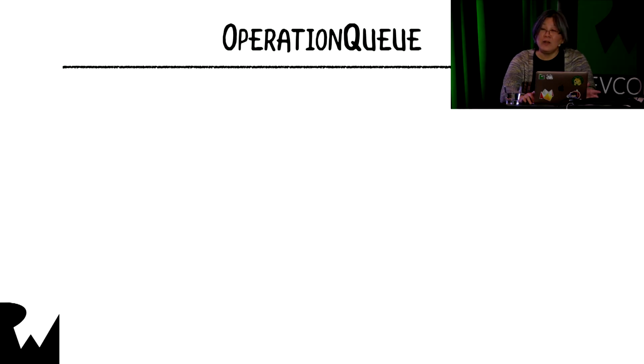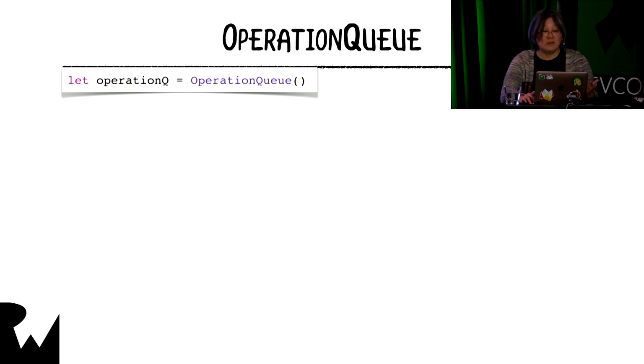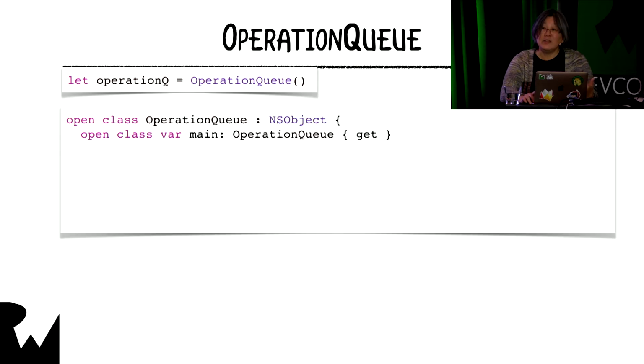So you can run an operation on its own, but most of the time the reason why you want to use operations is so that you can use operation queues. So you normally add them to that. And then you let the queue manage the ordering and the execution. And operation queue doesn't have any options. You just say use the default initializer. Like dispatch queue.main, there is an operation queue.main. And that's where you can run your UI updates.